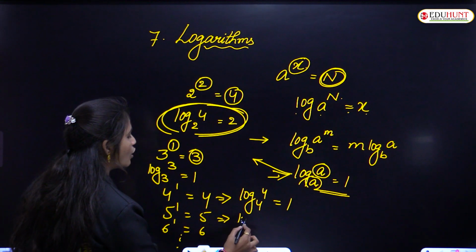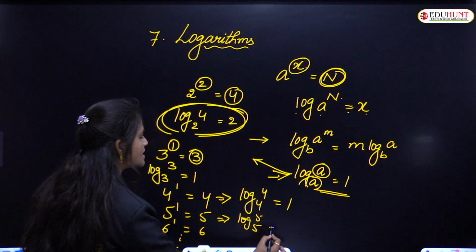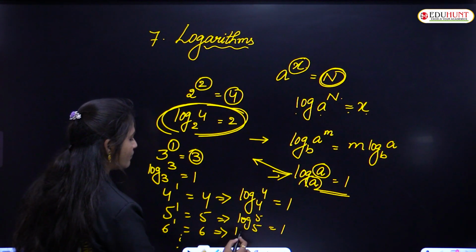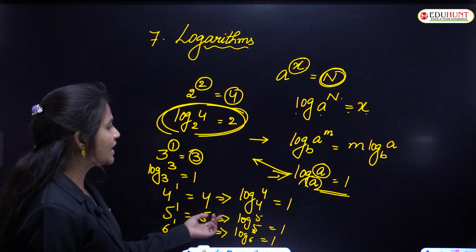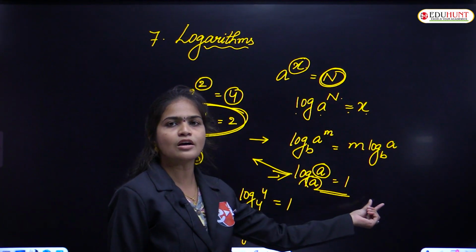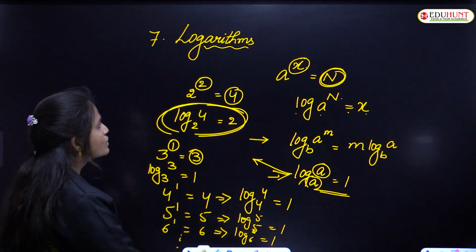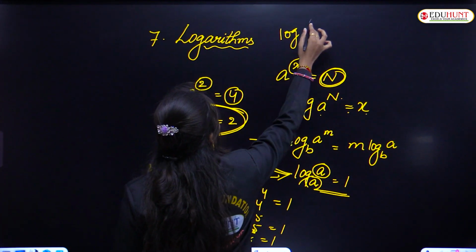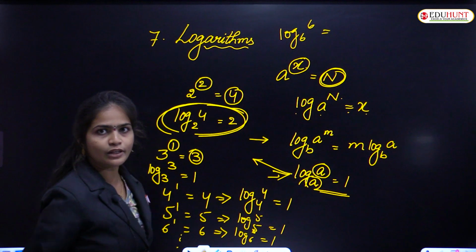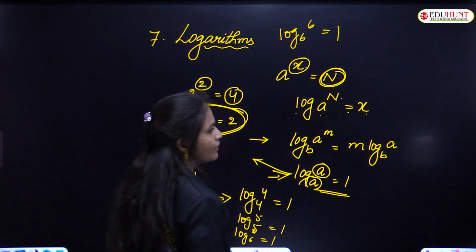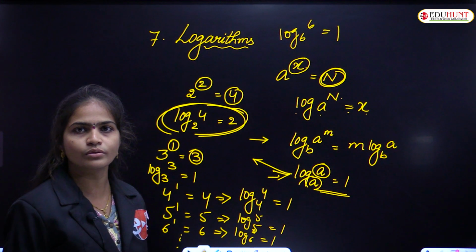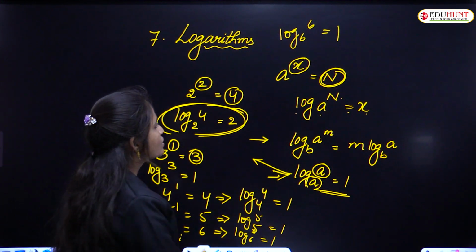And here, log 5 to the base 5 is equal to 1. In the same way, log 6 to the base 6 is equal to 1. So like that, log a to the base a is always equal to 1. So log 6 to the base 6, what is the value here? Both are the same, so without calculating, we can say its value is equal to 1. Understood?